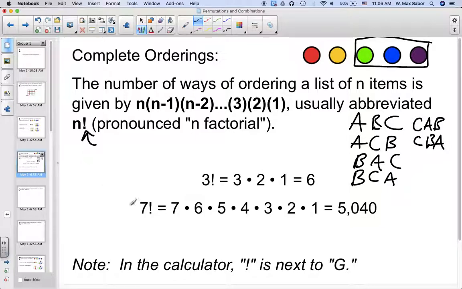And we can do this by saying there are 3 options for the first letter, and once we've chosen that letter, we only have 2 options for the second, and then 1 for the third. That 3 factorial is 6, the number of ways. Now, if we wanted to do 7 items, we would do 7 times 6 times 5 times 4 times 3 times 2 times 1, which is 5,040. You definitely don't want to list out 5,040 different ways of ordering 7 objects.